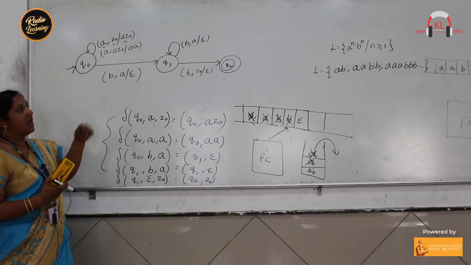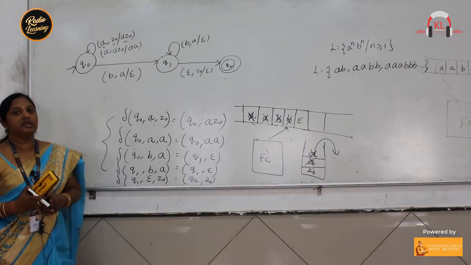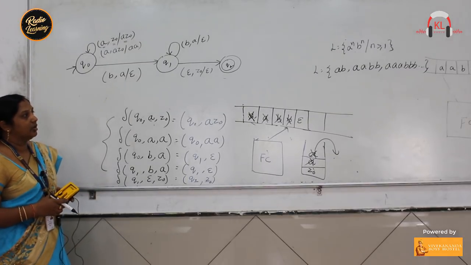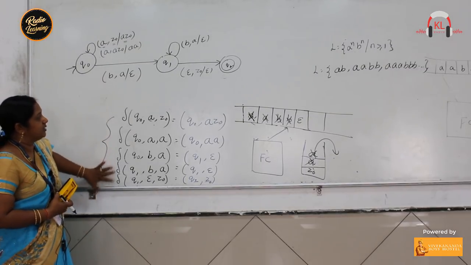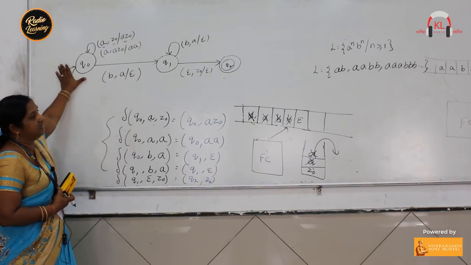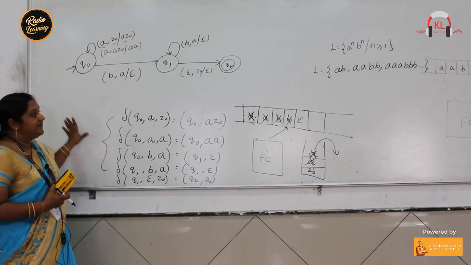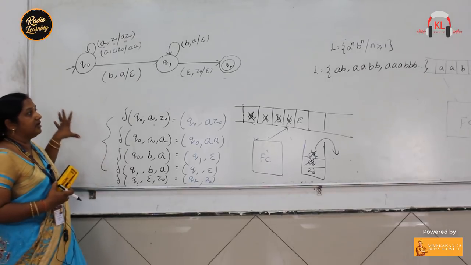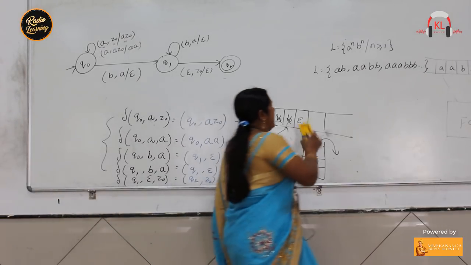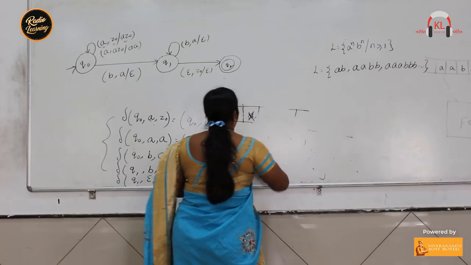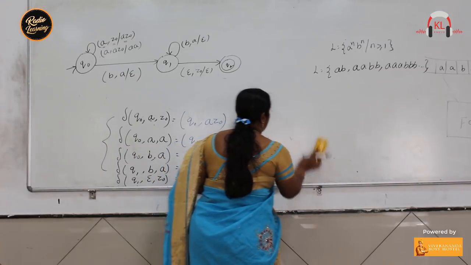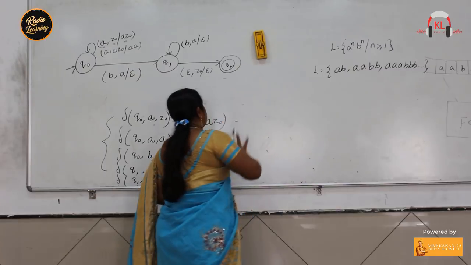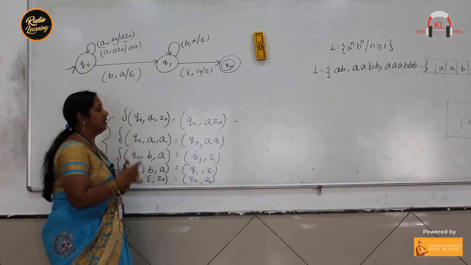Then for the language L equal to A power N, B power N, such that N greater than or equal to 1, in this way you can represent the transitions as well as the diagram. And you can check whether these transitions are working for all kinds of input in my given language. Let us check the verification. How are we going to verify whether my transitions, whatever I designed, are correct?